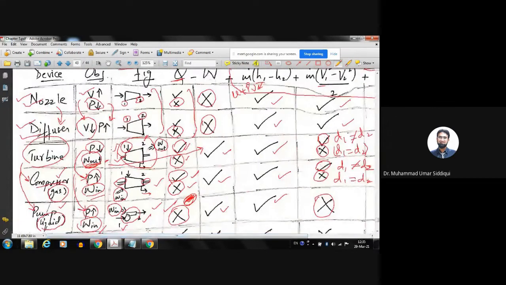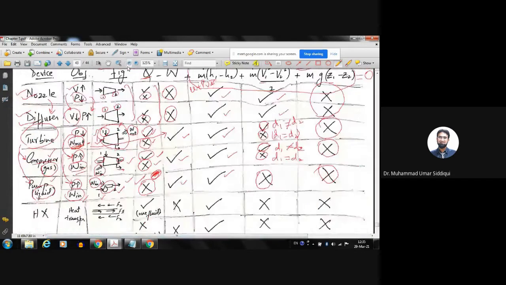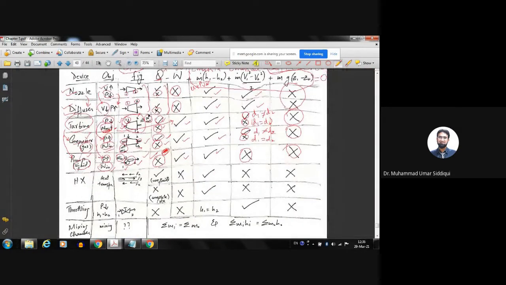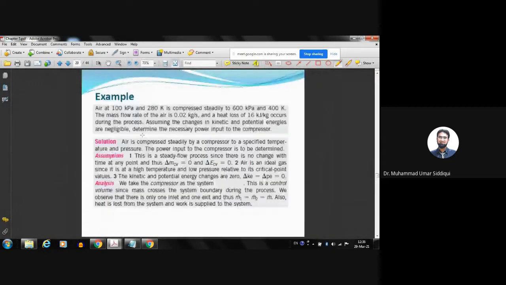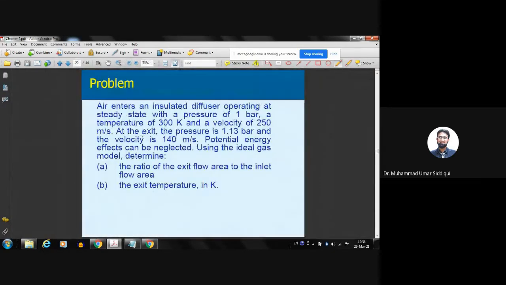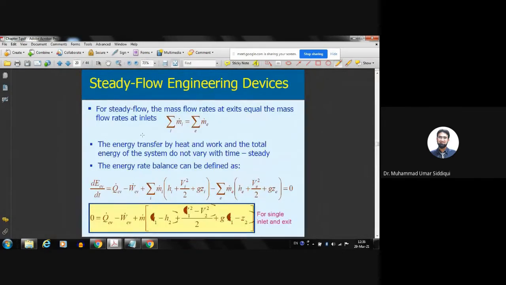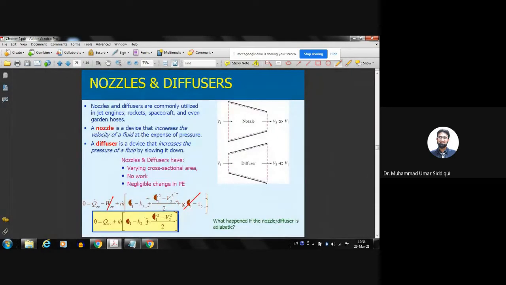Okay, let's move over to our slides and see what problems we have there and how to solve them. So here we were talking about the nozzles and diffusers. You can see here, this is the nozzle, the same schematic diagram I have shown you. This is the diffuser. This is the application of the first law of thermodynamics over the nozzles and diffusers, which I have shown you on the summary sheet. So it's the same thing.